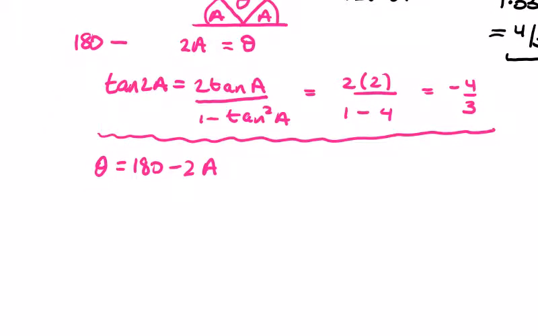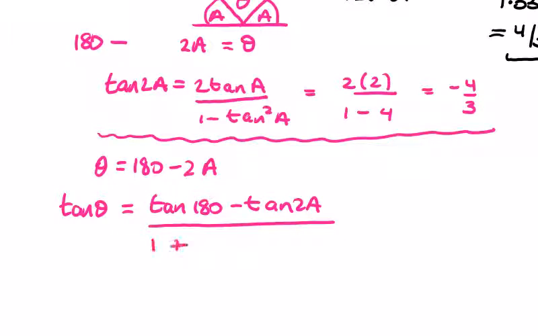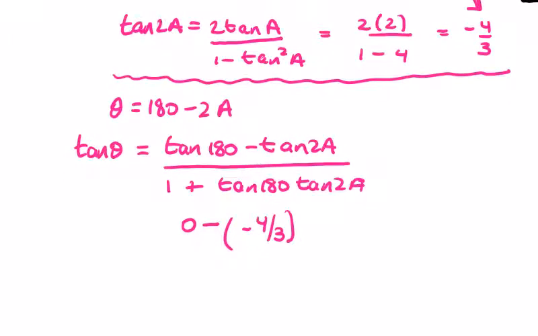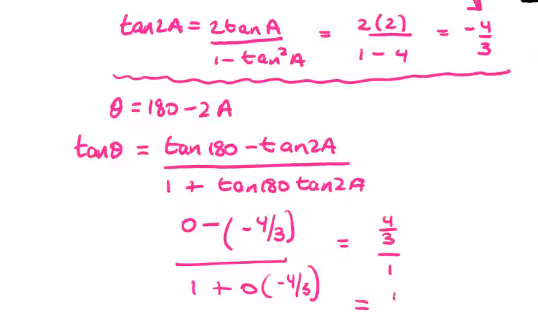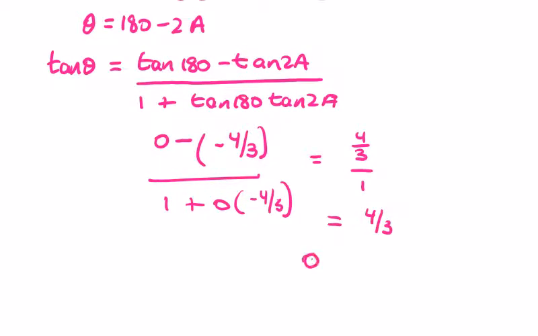We have A minus B, so we can say that tan theta is equal to tan 180 minus tan 2A over 1 plus tan 180 times tan 2A, and the zeros help us here, so we have 0 is tan of 180, minus the tan of 2A, well, it's minus minus 4 over 3 from up here, so we have 4 over 3 on top, and on the bottom we're going to have 1 plus this 0 times minus 4 over 3, which is equal to 4 over 3 over 1, which is equal to 4 over 3, and probably that's the way most of you will do it.